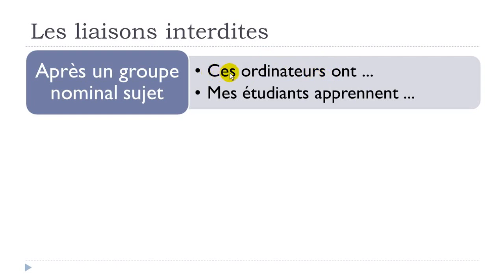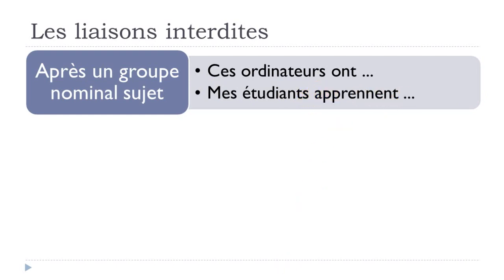So in that case, ces ordinateurs, you don't make the liaison between this word and the verb that comes after. Ces ordinateurs ont, and the sentence continues. Same thing here. Mes étudiants apprennent. And the sentence continues. So the concept is quite strict. Remember, you've got your subject, so it must be something like that. You've got a group of words, and after that, you won't make the liaison with the verb.